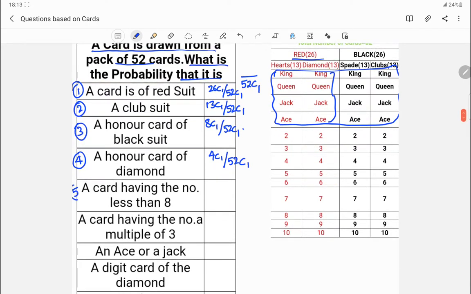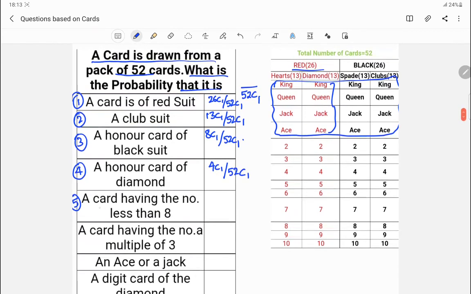Next, question number 5. What is the probability that a card has a number less than 8? Less than 8 means these are all the cards that have a number less than 8. How many cards are there?